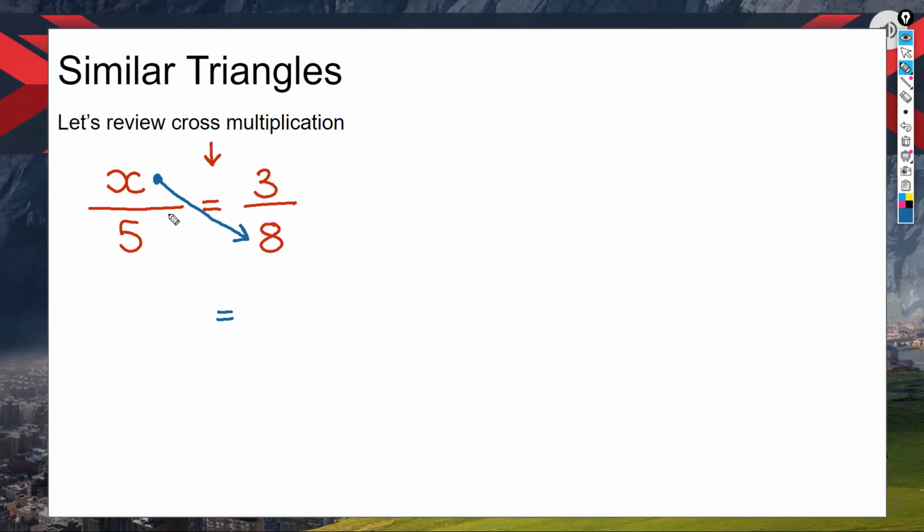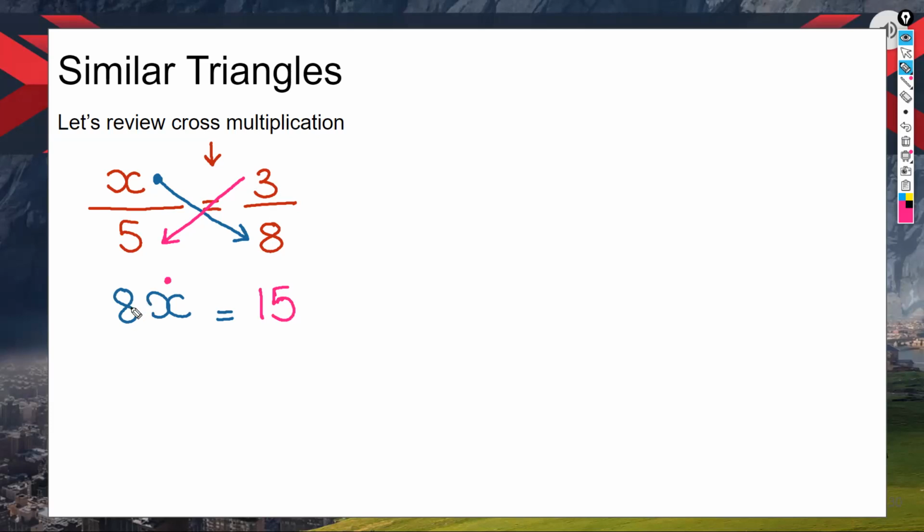I suspect some people added by mistake instead of multiplying. So x multiplied by 8 is 8x. Make sure you put your equal sign after your first multiplication, and then you multiply the other diagonal, the top on this side by the underneath on the other side. You'll notice you get a kind of cross. That blue and pink line give you a cross, hence the name cross multiplication. 3 by 5 is what? 15, okay? So we have to solve for x.